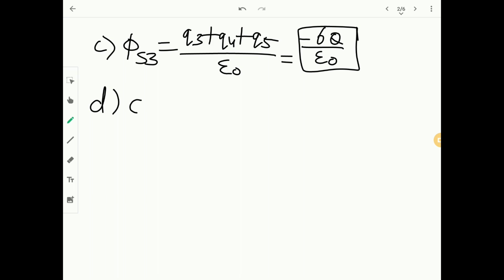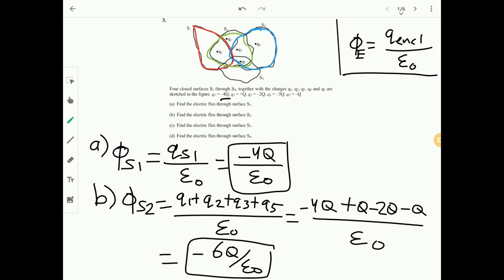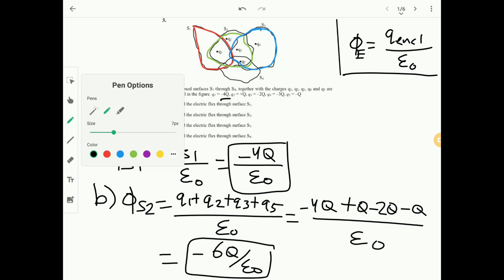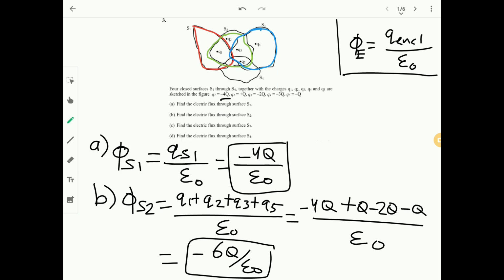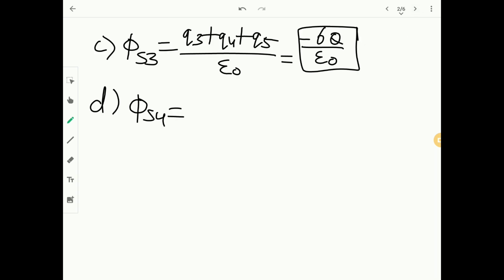Now part D, this must be S4 obviously. Let's see the diagram, and I'm going to use purple. This is S4, only Q5. Q5 is -Q, so it's very simple, -Q over epsilon 0. So all I have to do to find the answers for these types of questions is find the total sum of the charges enclosed over epsilon 0. And if you have numbers, you substitute.